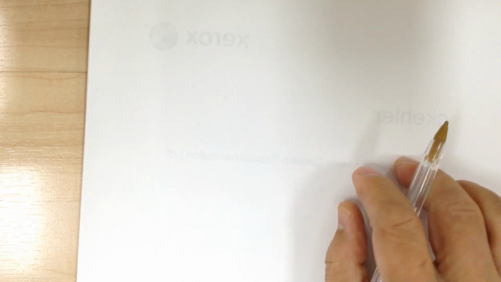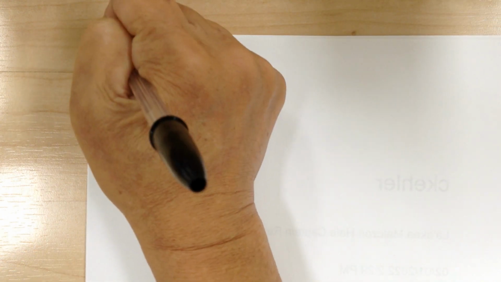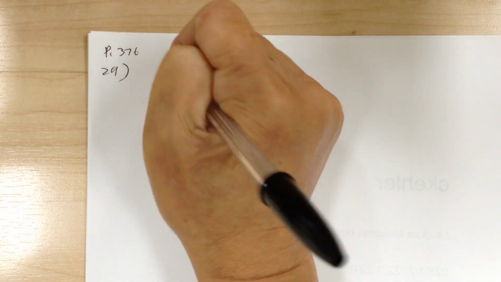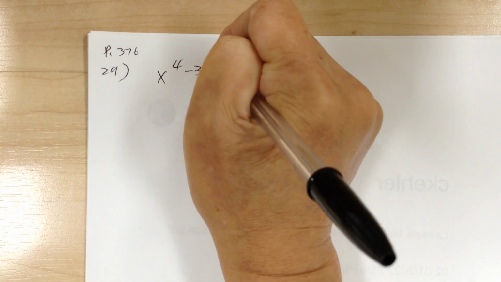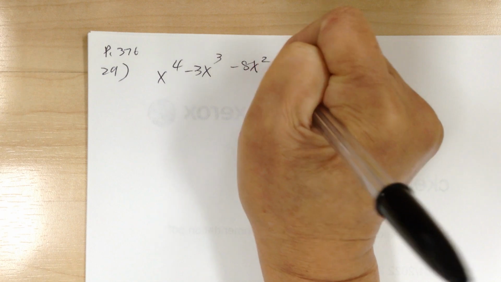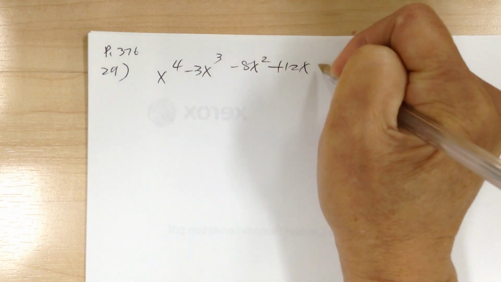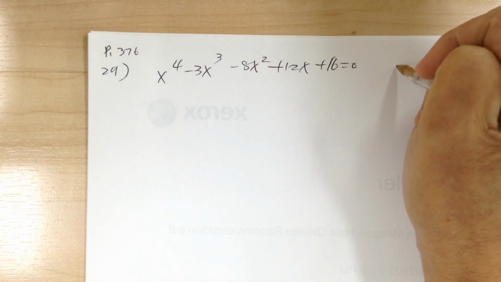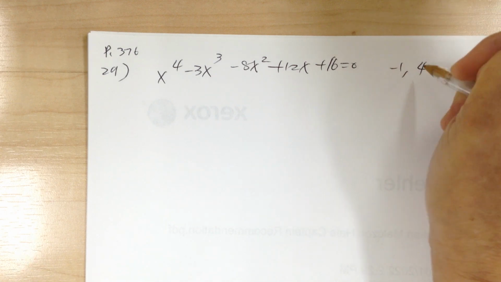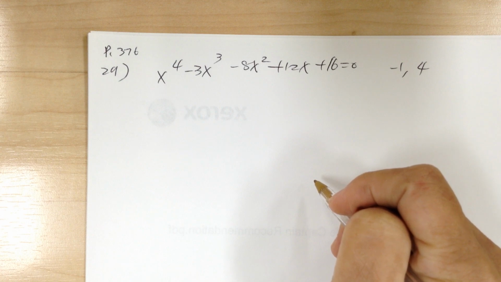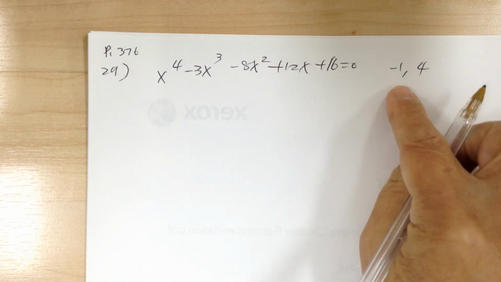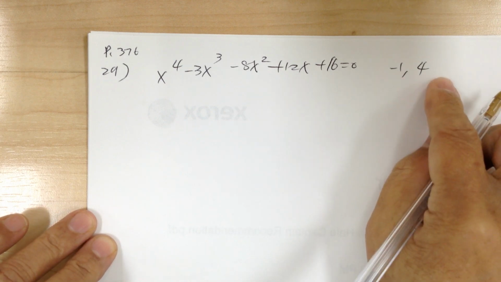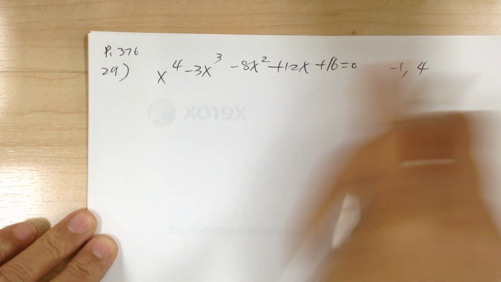Okay, let's go to the next one. You have x to the 4 minus 3x cubed minus 8x squared plus 12x plus 16 equal to 0, and the two roots are already given, -1 and 4. Solve each equation. Since two roots are given already, you're looking for the other two roots, so it's fairly easy. Just keep dividing by those roots.